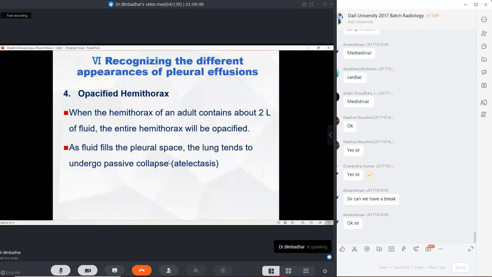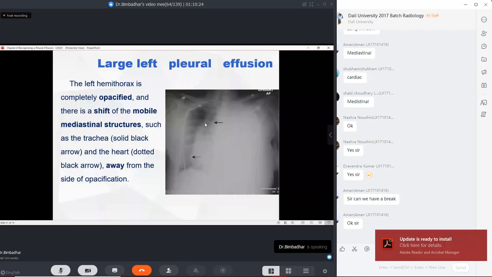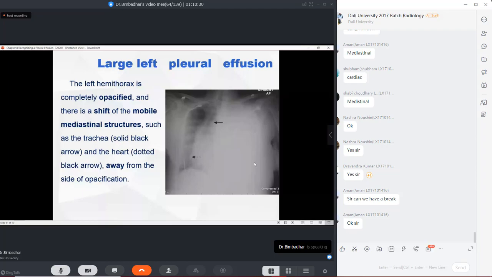So if there is 2 liters, then the entire hemithorax will be opacified. As the fluid fills the pleural space, the lung also tends to undergo a passive collapse. So compressive atelectasis is also a sign of pleural effusion, right? That's what we saw before also. You see here, there is a tracheal deviation, there is a mediastinal shift, the left side hemithorax is completely opacified, and you see contralateral tracheal deviation along with contralateral mediastinal shift, along with opacity on the left side. This suggests to me a massive pleural effusion.